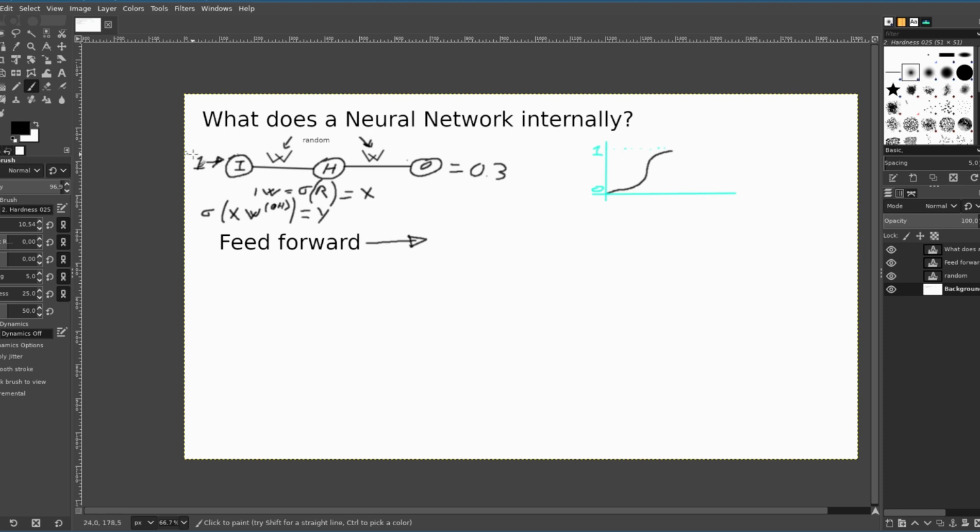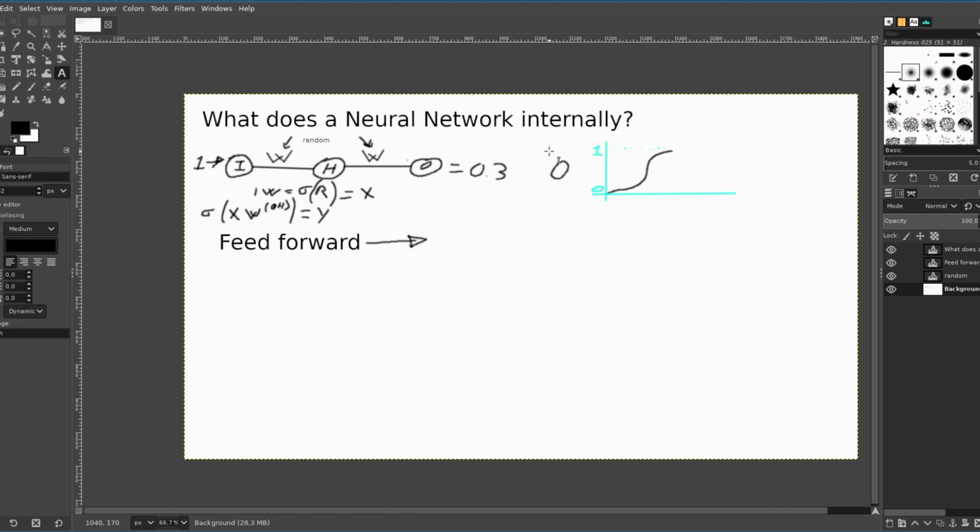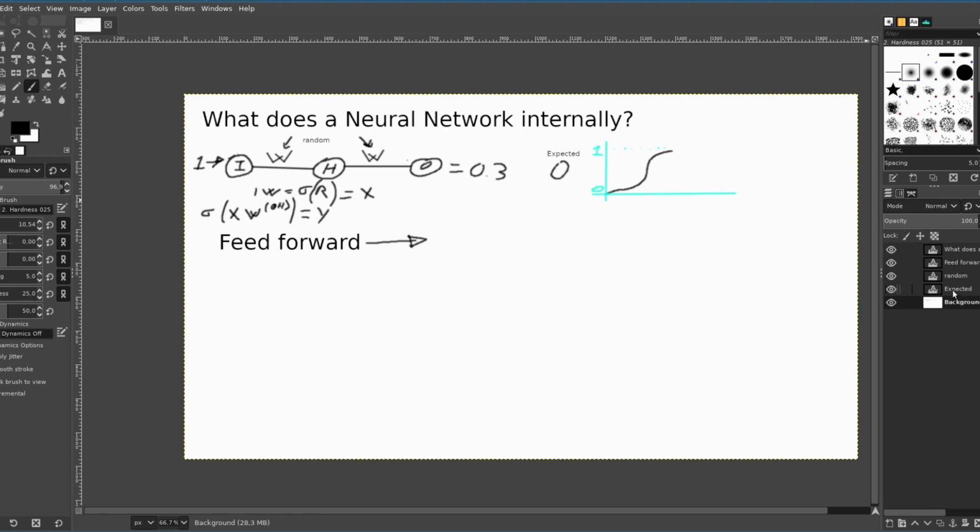So I am feeding the number 1, and the result this neural network gave me is 0.3. Also, I was expecting that my result would be 0 instead of 0.3. Let me write here, expected. So the expected result will be 0 and not 0.3 as I have here.